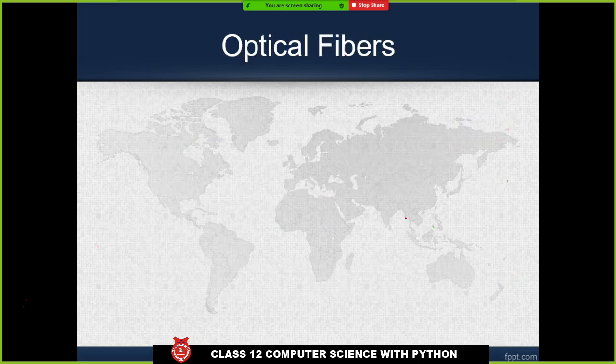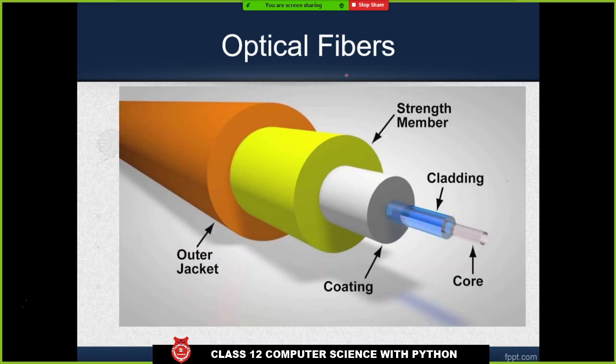And the next cable is optical fiber cable. This one is the most common for long distance. Okay, and nowadays we are using it in our home also. Currently, I'm also using optical fiber internet.